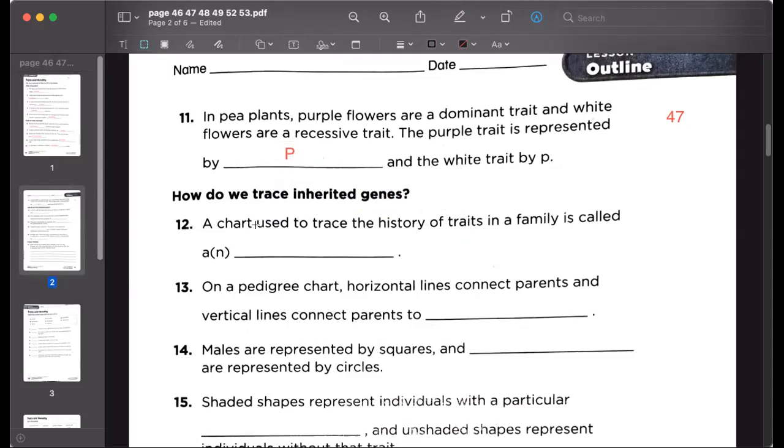Now number 12: a chart used to trace the history of traits in a family is called a or an dash chart. So it is very easy. Pedigree chart, you know very well about this one. Pedigree.